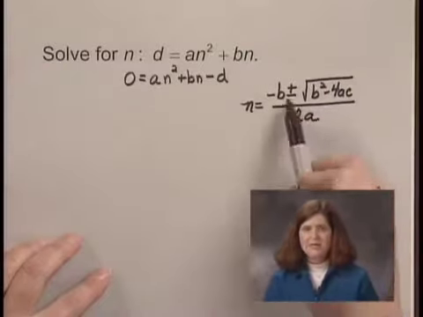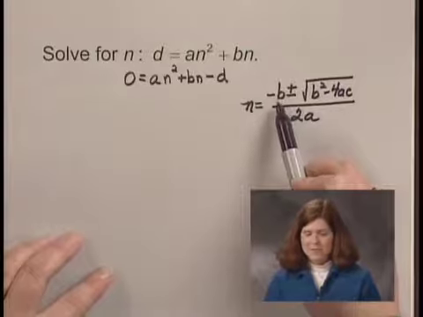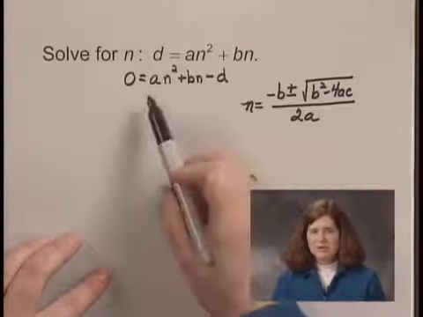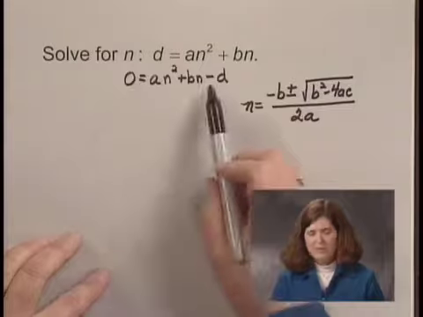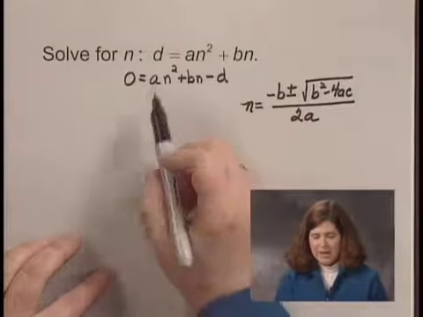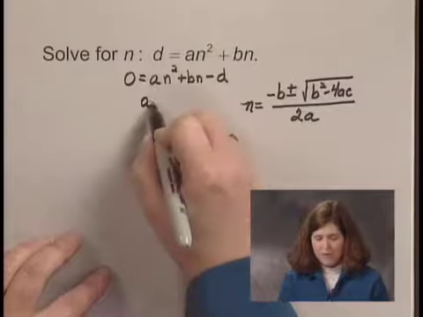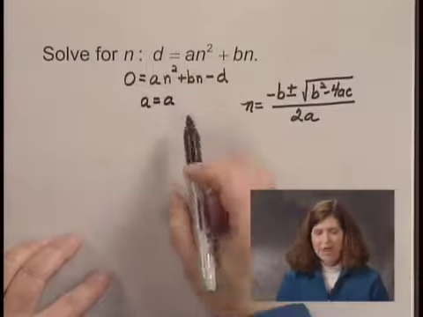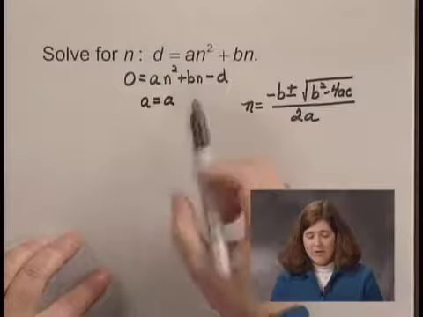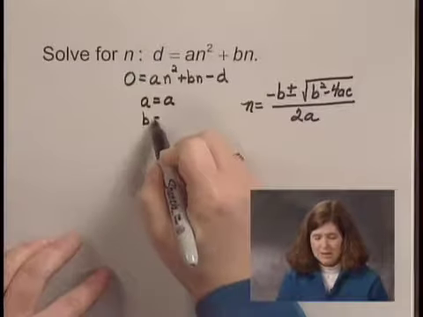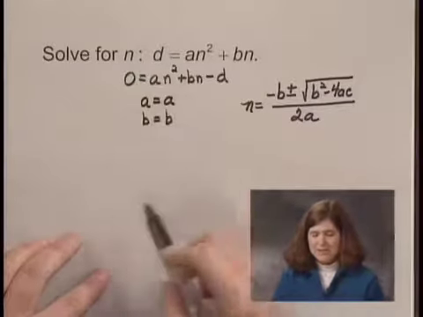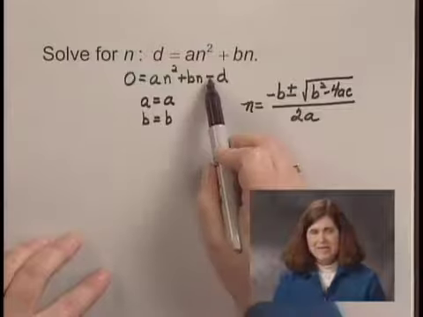Here the a, the b, and the c are part of my quadratic formula. They happen to correspond to similar letters in the formula that I have here. A is the coefficient of the n squared term, so a equals a. B is the coefficient of the n term, so in this case, b equals b. C is the constant, so c is the opposite of d.